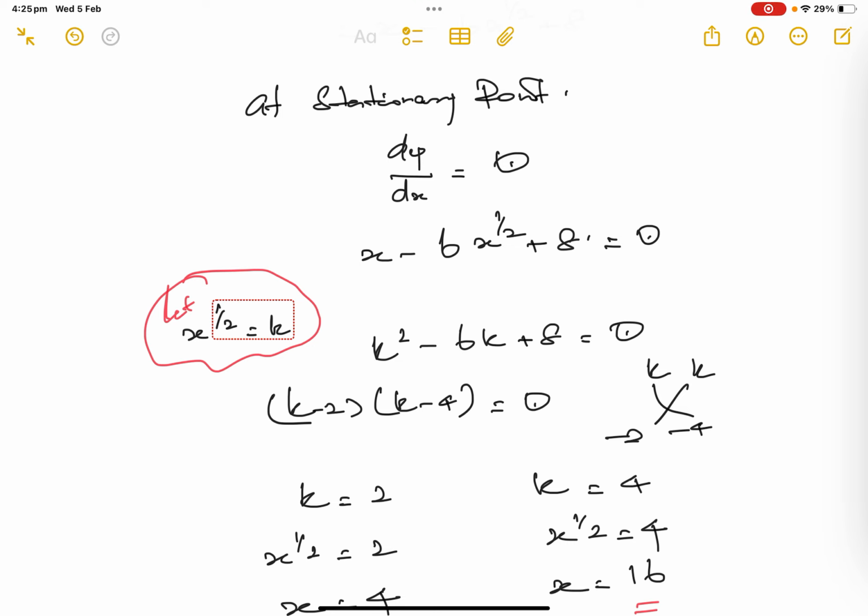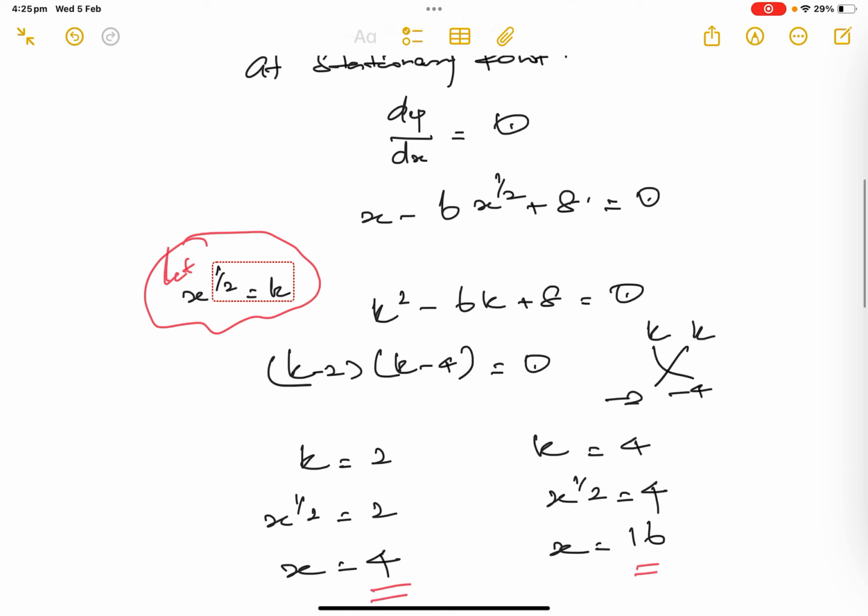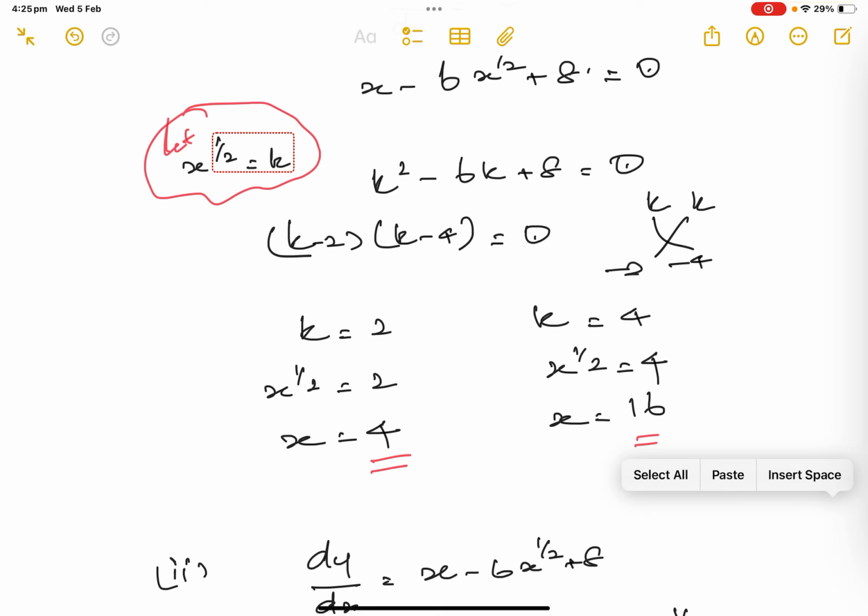So we can simply factorize it. The factors of k squared are k times k, and the factors of 8 are minus 2 and minus 4. So k squared minus 4k minus 2k, minus 6k, plus 2 times 4 is 8. So the factors are k minus 2 and k minus 4 equals 0. From k minus 2, k equals 2. And from k minus 4, k equals 4.